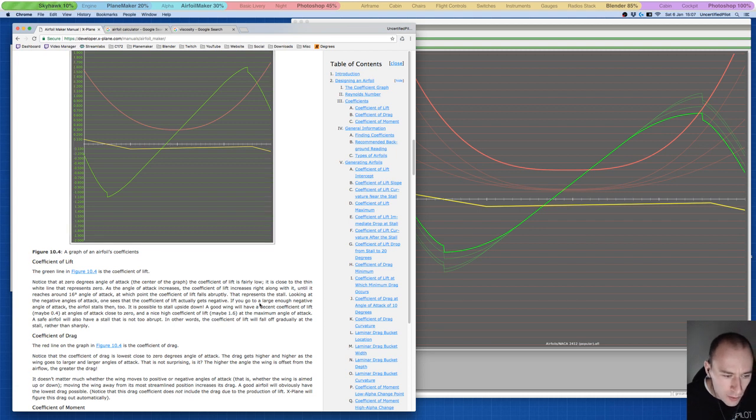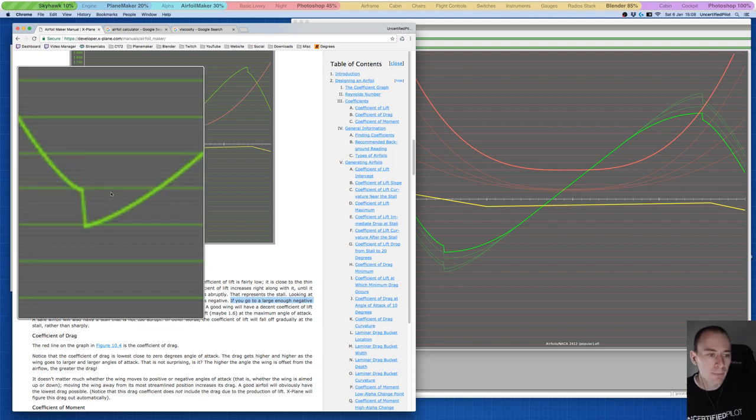If you go to a large enough negative angle of attack, the airfoil stalls too. So that's this little nip.